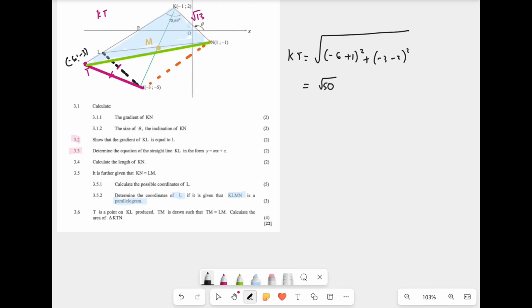Okay, and then now that means the area will be 1/2, and then the side is KT, so it will be root 50 times square root of 13, times sine of an angle, sine of 78.69. So if I calculate, okay, I get area as 12.5 unit.